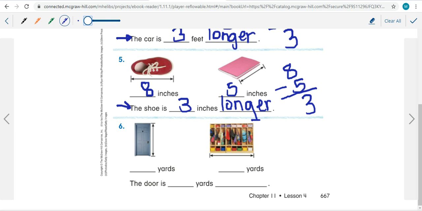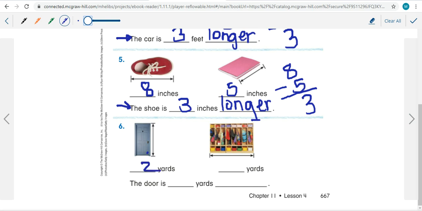Now, how about a door? A door is very tall, right? So how many yards? Remember that 1 yard is 36 inches. Is that like the big ruler, a big ruler? How many yards tall do you think a door is? We're going to write 2.